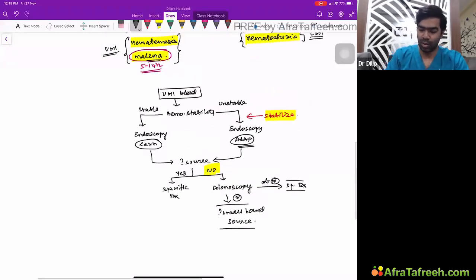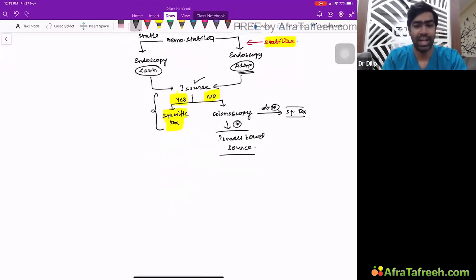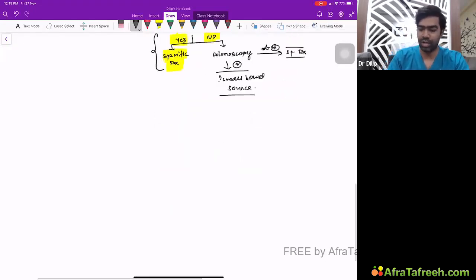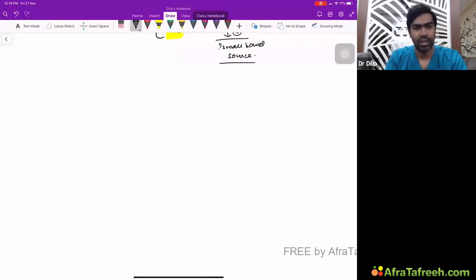Most of the time your source will be identified. It's not like the source is not identified. Most of the time your source will be identified and you can provide a specific treatment for upper gastrointestinal bleeding. In 98 to 99% of cases, your source will be identified in your routine endoscopy itself. One of the most common causes of upper gastrointestinal bleed is peptic ulcer bleed. Based on the endoscopic appearance, the peptic ulcer bleed can be categorized. This is called the Forrest classification.